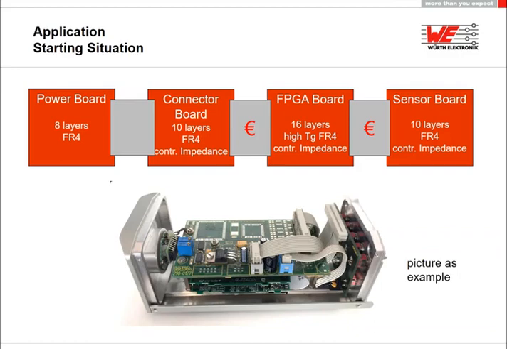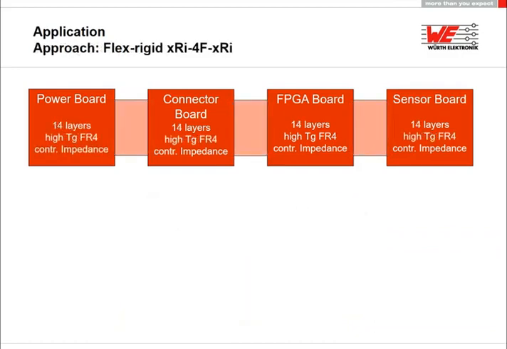So the question at that point was, is it possible to miniaturize the complete system, to make it remarkably smaller, to improve it in terms of performance as well, and of course, the question, how much would this cost if we would change from this existing situation to a Flexrigid design? So the approach was to use 4 layers in the flexible area, and immediately you can see now all rigid areas have the same layer count, 14 layers of course, and 4 layers in the flexible area.